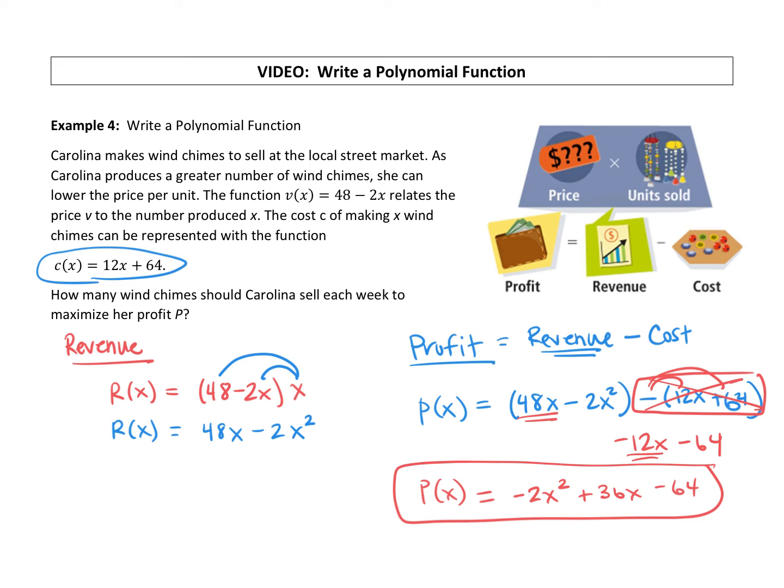So the original question was, how many wind chimes should Carolina sell each week to maximize her profit? What we can notice about this function that represents her profit is that it's a quadratic function. The highest exponent is an x squared, so it has a degree of 2. It has a negative a value, so it's opening down. So this is going to be a parabola that opens down, where we can find that maximum value.